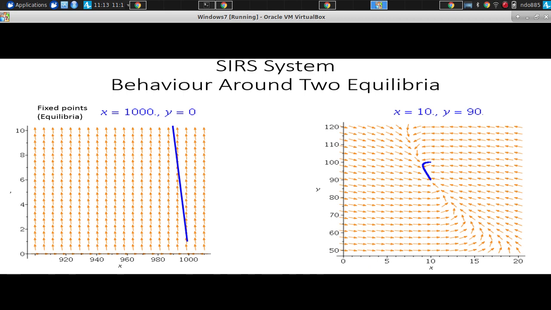So if we're at that x equals 1,000, y equals 0, right?